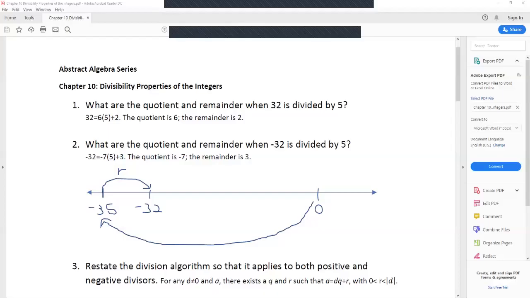Chapter 10 in the abstract algebra series is divisibility properties of the integers. Problem number 1 says, what are the quotient and remainder when 32 is divided by 5?